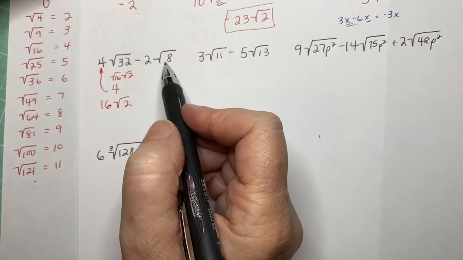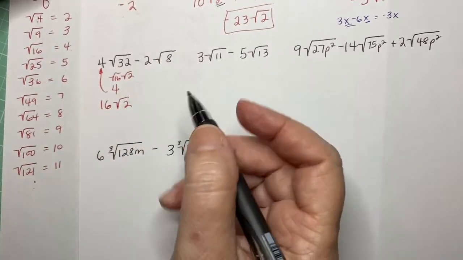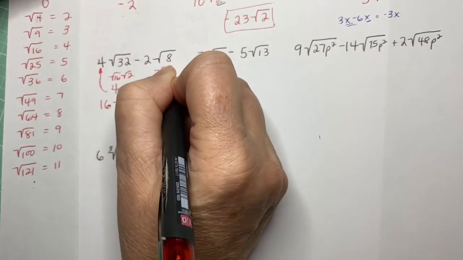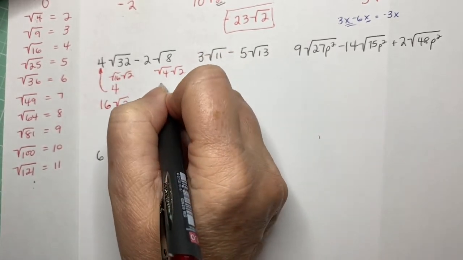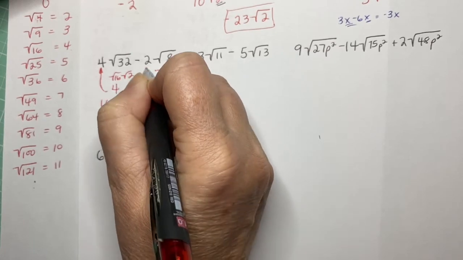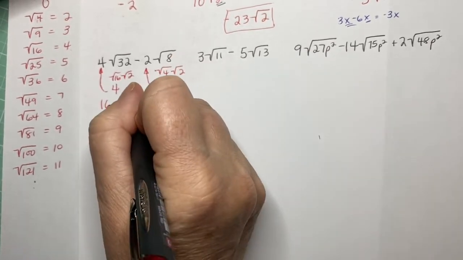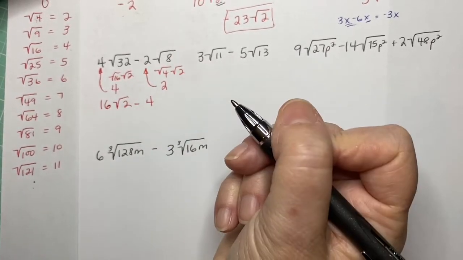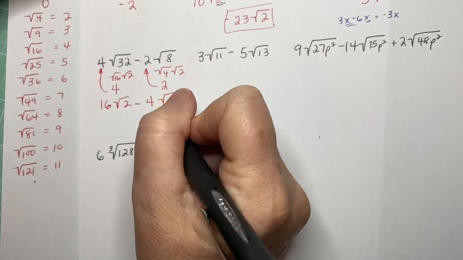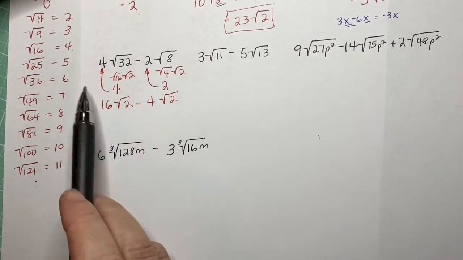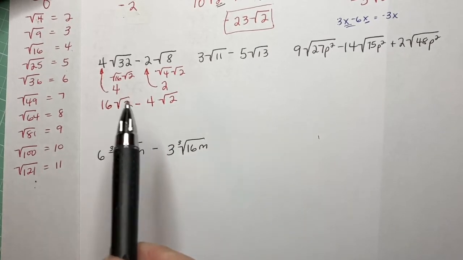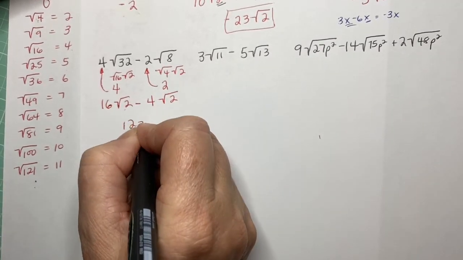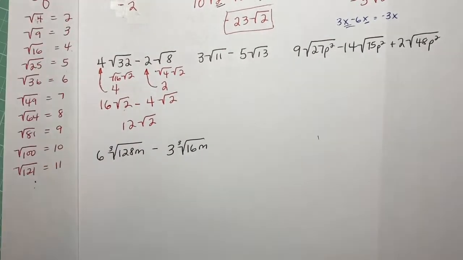Then we're going to do the square root of 8. That would break up to be 4 times 2. So the square root of 8 is the square root of 4 times the square root of 2. The square root of 4 is equal to a regular 2. It's going to multiply by that 2 out there. The negative is going to come down and become a negative 4 square root 2. Now, because they're the same, square root of 2 and square root of 2, I can say 16 minus 4 is 12 square roots of 2.